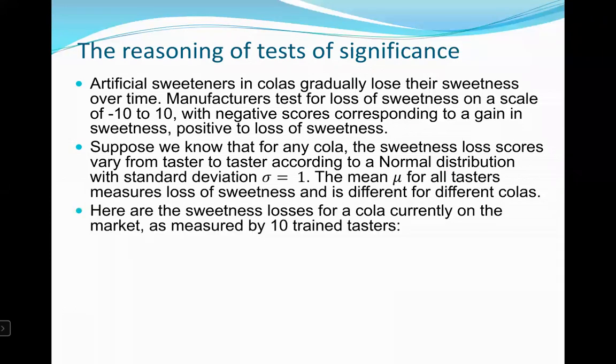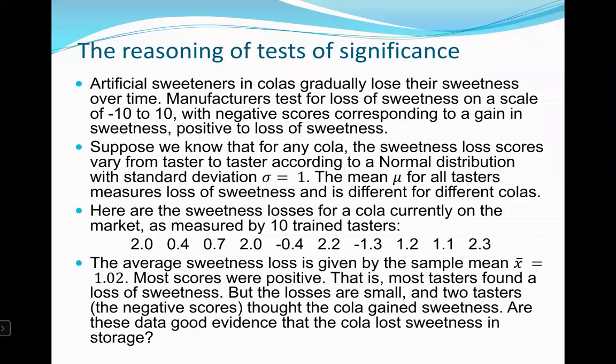Here are the sweetness losses for a cola currently on the market as measured by 10 trained testers: 2.0, 0.4, 0.7, 2.0, -0.4, 2.2, -1.3, 1.2, 1.1, and 2.3. The average sweetness loss is given by the sample mean x bar equals 1.02.